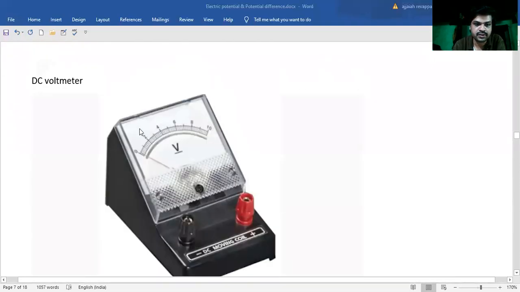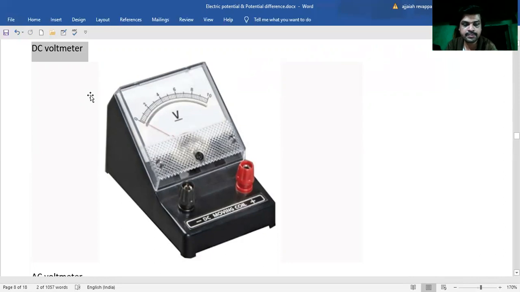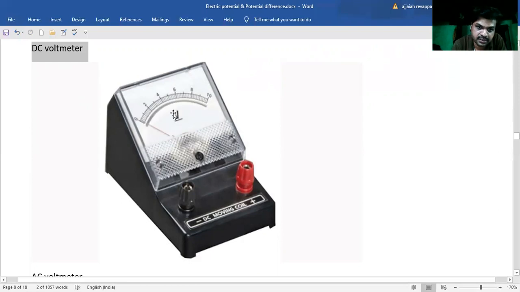You can see the voltmeter image here, and it's a DC voltmeter. It's a DC voltmeter because we use two types of current, direct current and alternating current. In the laboratory, we always use direct current. How can you identify that this voltmeter is a DC voltmeter? See, in this device, there is a letter V. Below this letter, there is a straight line. This straight line indicates it is a DC voltmeter.